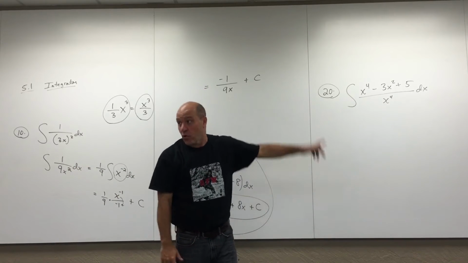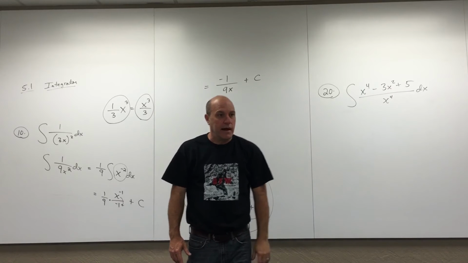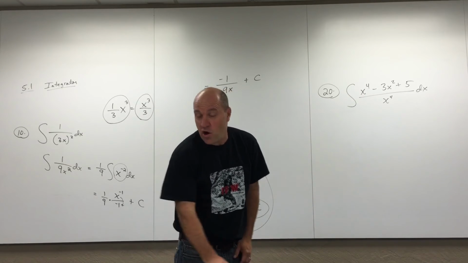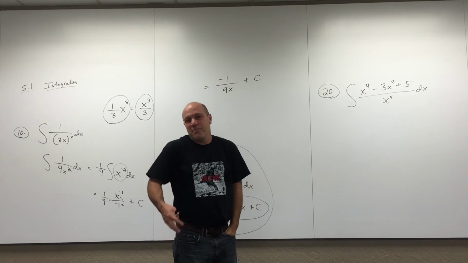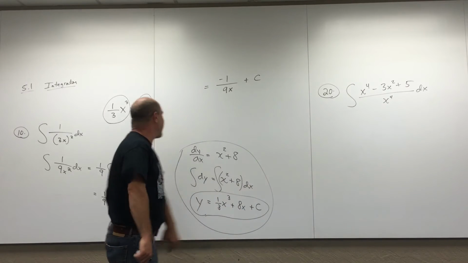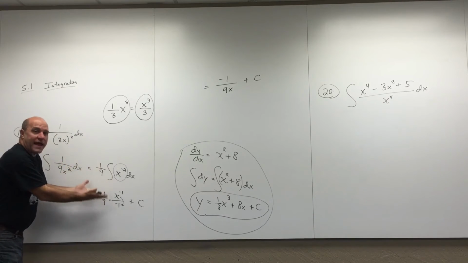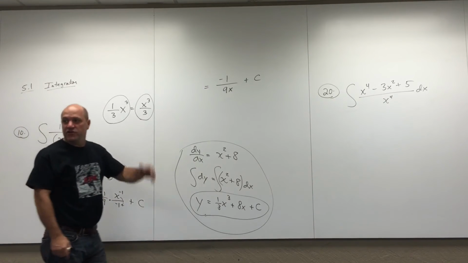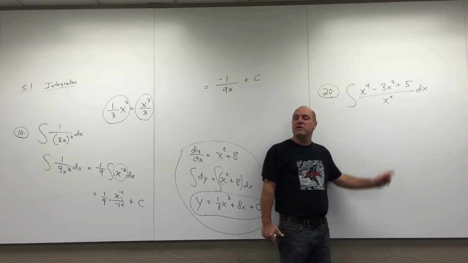So I don't have a rule for what sits up here. I don't have a quotient rule. I don't have a product rule. I told you that. So you have to manipulate things algebraically, a lot like I did with this guy. I manipulated this algebraically before I integrated. That's what I should do with this. Do you have a clue what sort of algebraic manipulation would be useful?